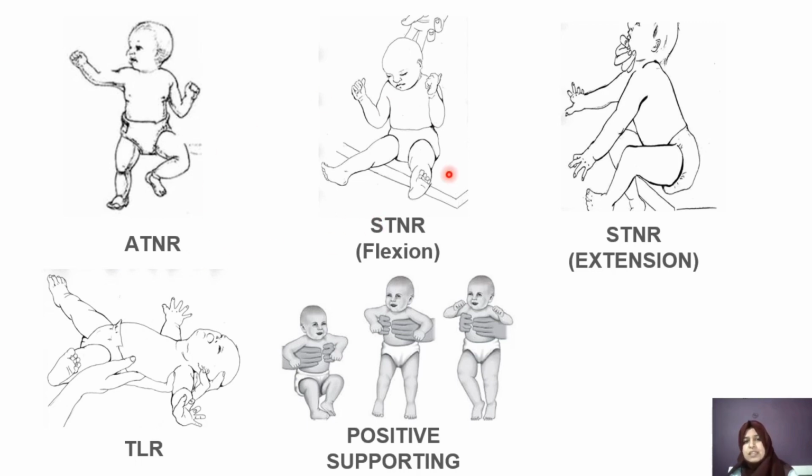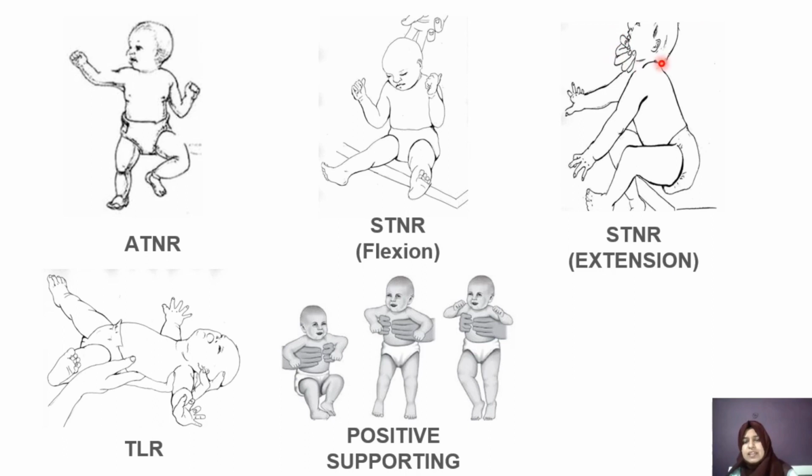Then the next reflex is the STNR, that is the symmetric tonic neck reflex. In this, the stimulation is neck flexion and extension. When the therapist flexes the baby's neck, the upper extremities will be in the flexed position after the neck flexion, and the lower extremities are in the extended position. Then next is the STNR extension.